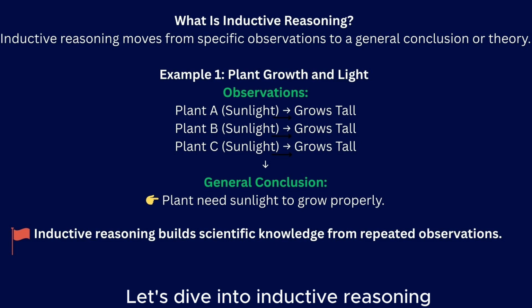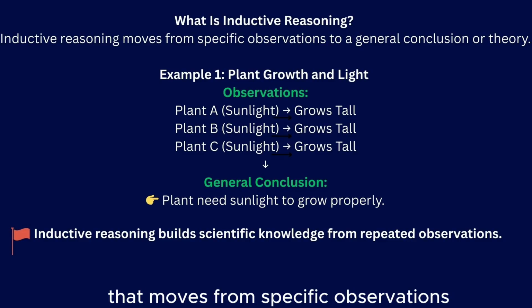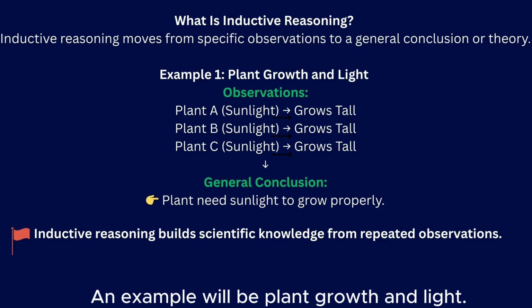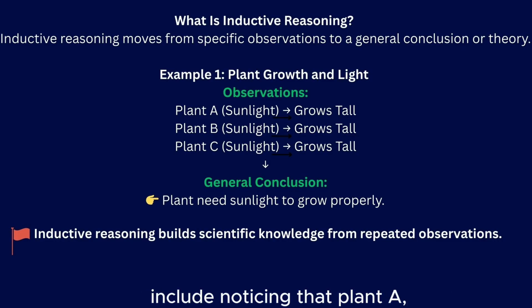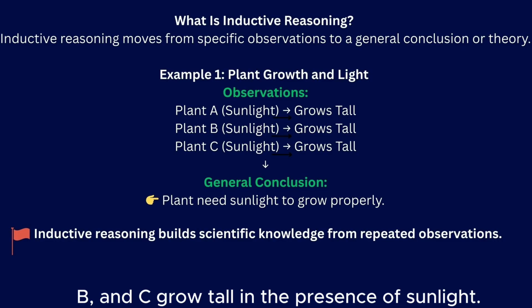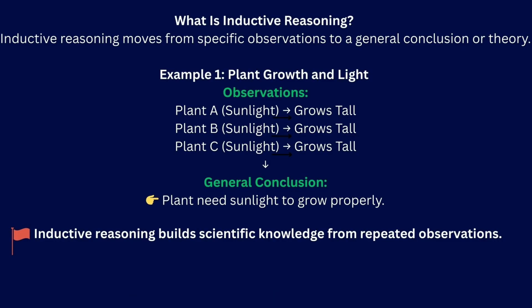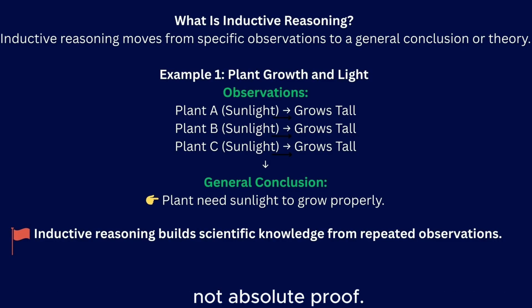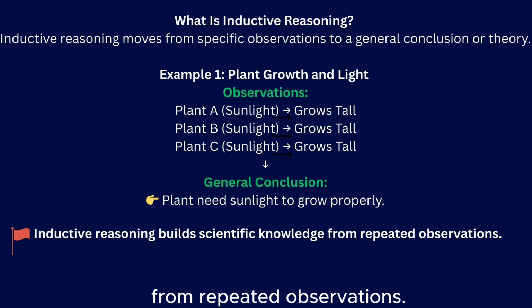Let's dive into inductive reasoning and deductive reasoning. Inductive reasoning is scientific reasoning that moves from specific observations to a general conclusion or theory. An example will be plant growth and light. Specific observations that can be made include noticing that plant A, B, and C grow tall in the presence of sunlight. The general conclusion will be that plants need sunlight to grow properly. It is best to remember that this conclusion is based on repeated observations, not absolute proof. In summary, inductive reasoning builds scientific knowledge from repeated observations.